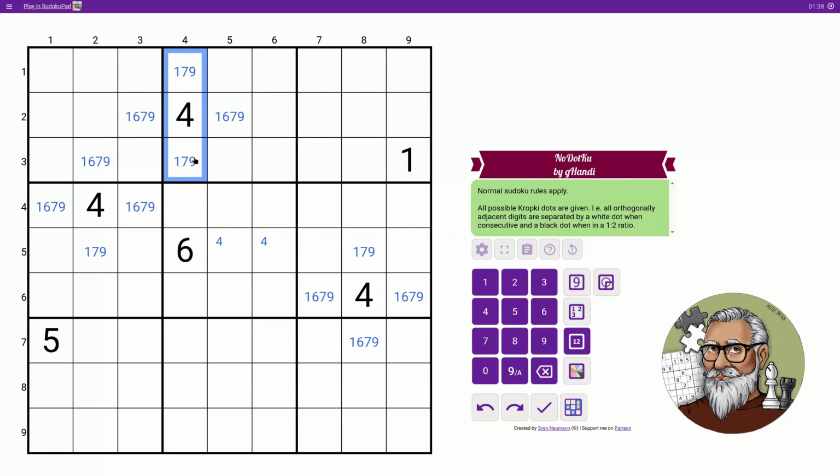Right. Not as useful as I hoped. One of these is 6, because this one can't be 6. Which means that we need a 6 there. Not sure if that is useful. I am not sure how that will be useful.